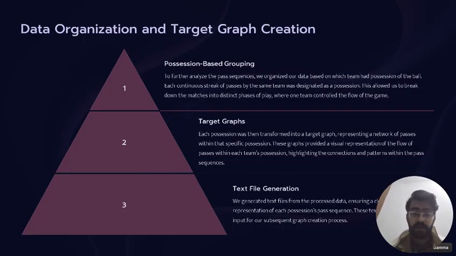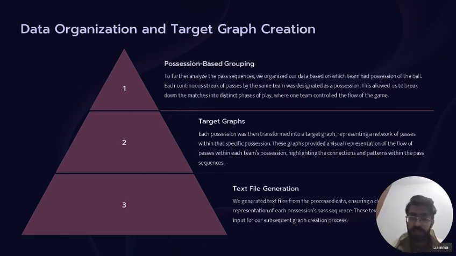Moving towards the data organization and target graph creation, we basically grouped the data based on which team had the ball. The streak of passes within one team is called a possession, and when the other team gets the ball, the streak ends. Each possession becomes a target graph. In the end, we created 496 graphs using the text file generated from the data.